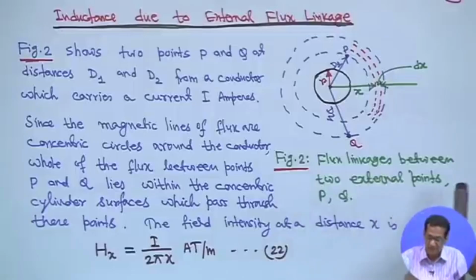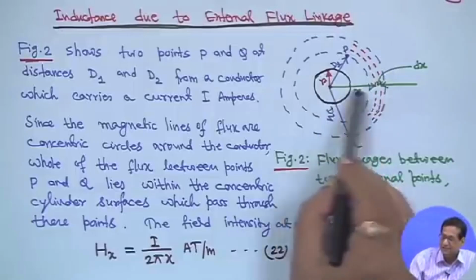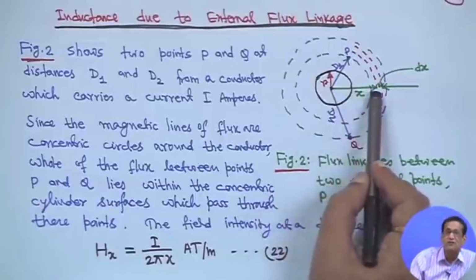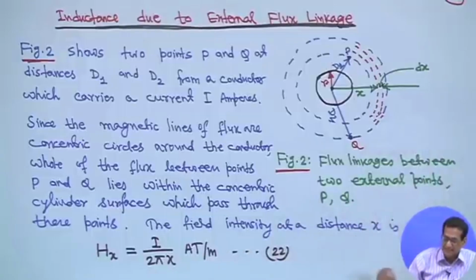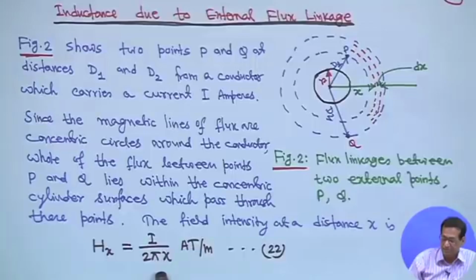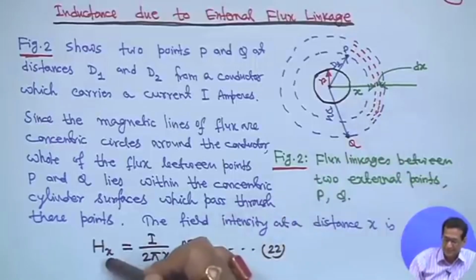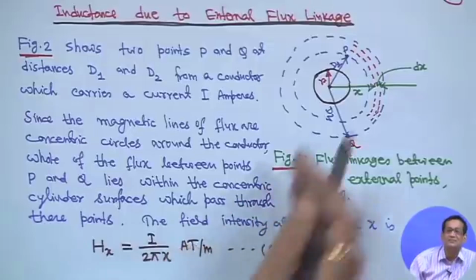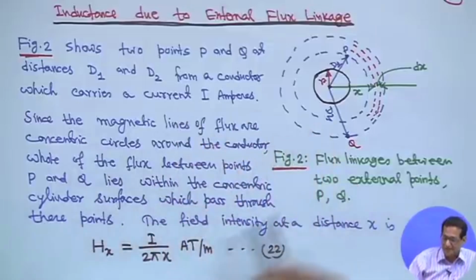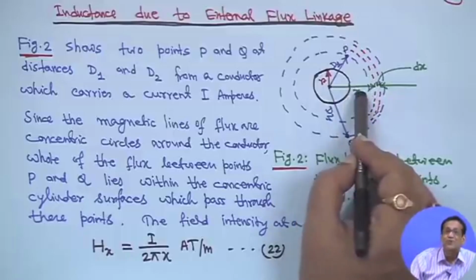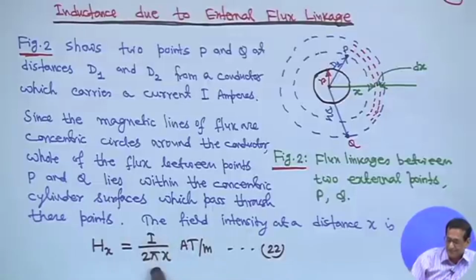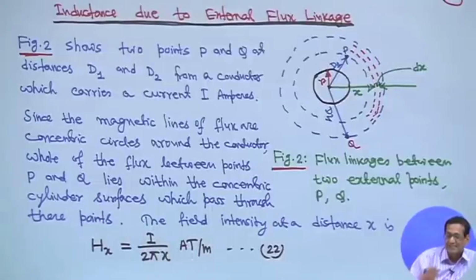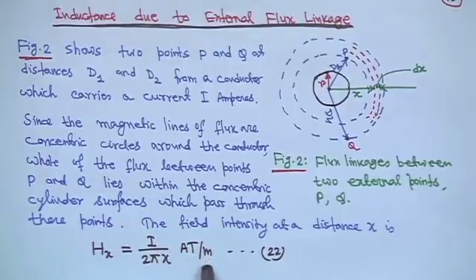So, the field intensity at a distance x, we have taken at some distance x external to the conductor. The field intensity at a distance x can be given as Hx is equal to I upon 2πx. We have seen that at any point this magnetic field intensity Hx will remain constant because it is a concentric circle, and at a distance x the circumference is 2πx. The conductor is carrying current I. So, Hx is equal to I upon 2πx ampere turns per meter. Wherever possible, I have given the units. This is equation 22.